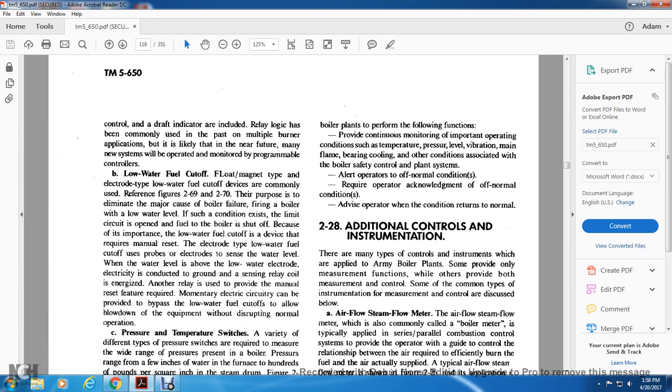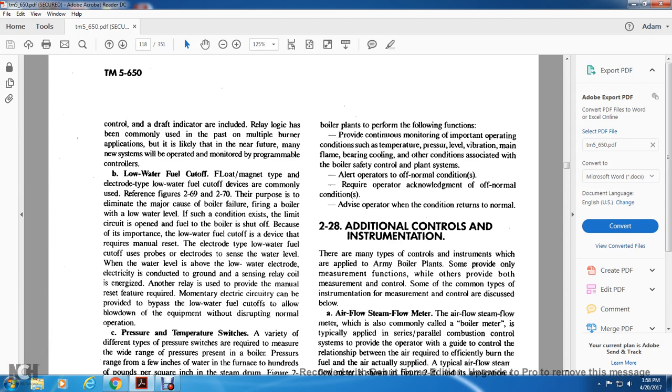This electrode type of the low water fuel cutoff device is commonly used. Refer to figures 269 and 270. The purpose is to eliminate the major cause of boiler failure, firing a boiler with low water level. If such a condition exists, the device limits the trigger that opens the fuel through the burner shut off. Because of the importance of low water fuel cutoff, the device requires manual reset.